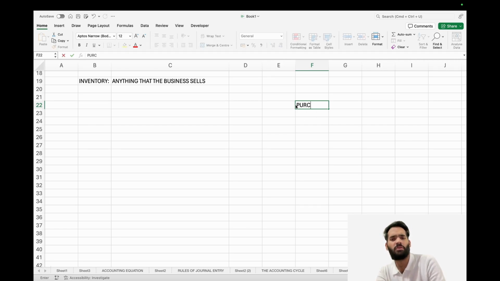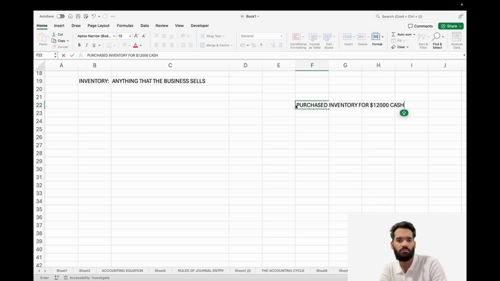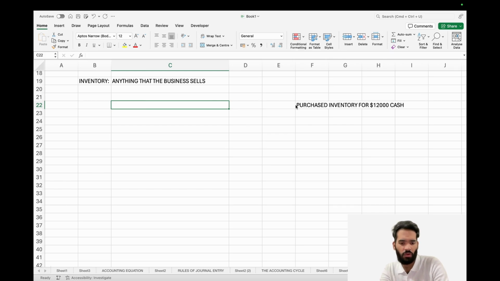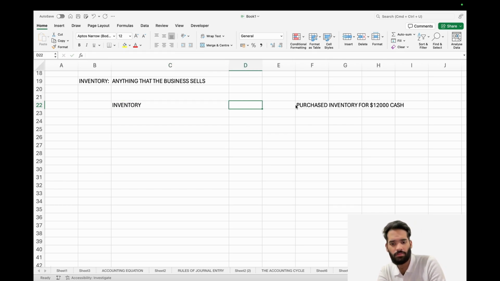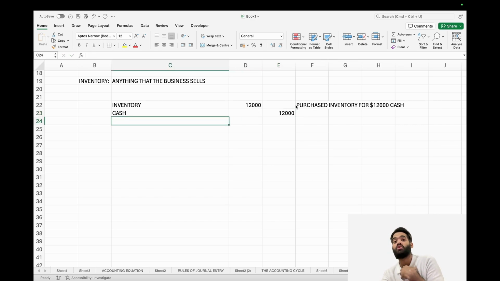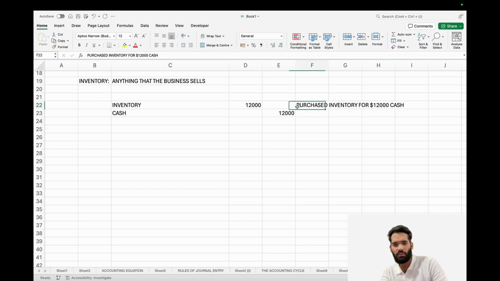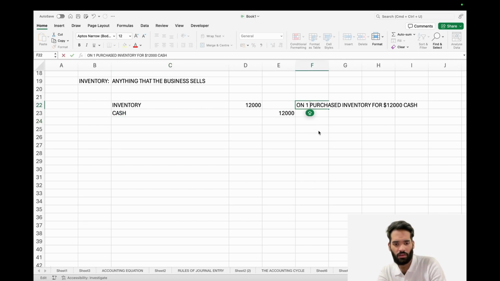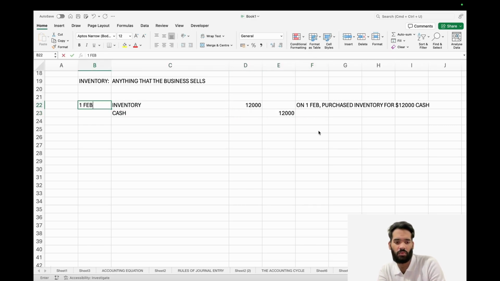first let's do the purchase entry, right? Purchased inventory for $12,000 cash. The normal journal entry for this would be inventory debit and cash credit. Again, we are assuming a situation when there's no beginning inventory, right? At the start of the year, we don't have any inventory from before. And let me also give a date so you see the correct way to do this. So on 1 February, of course, we'll make this entry.